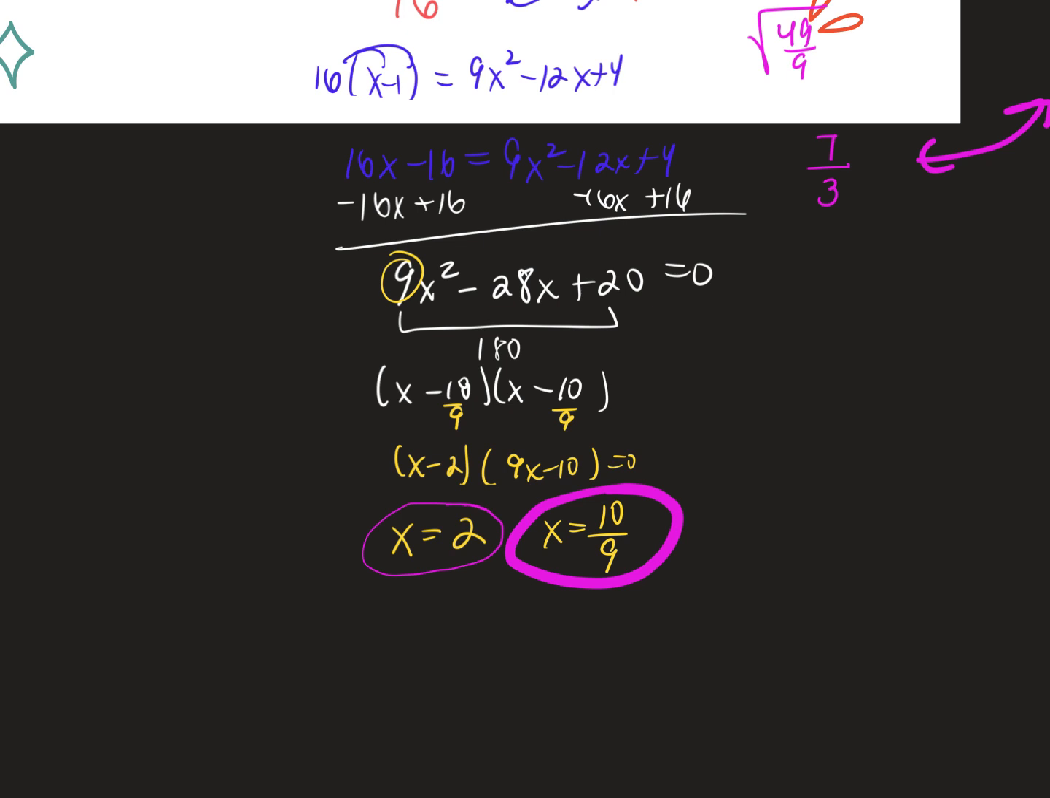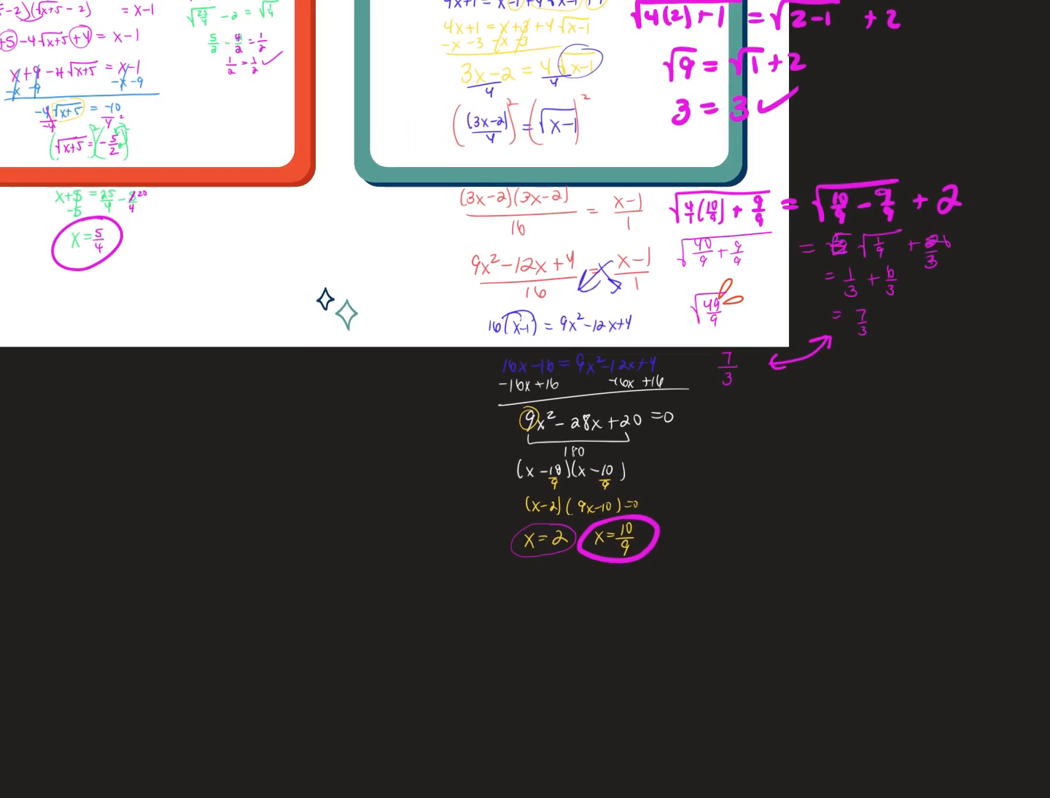The next examples, guys, what do we have? 1, 2, 3, 4, 5. We have 6 more. I will do those tomorrow.